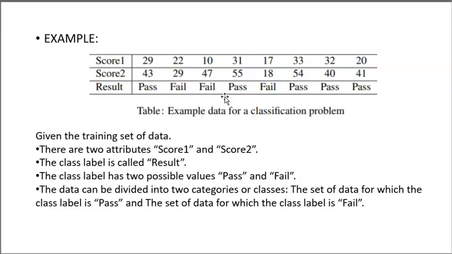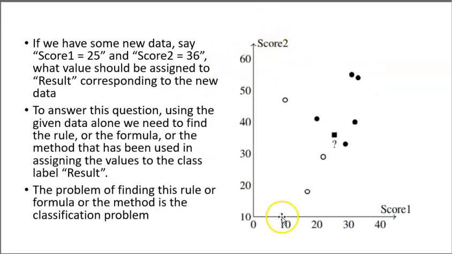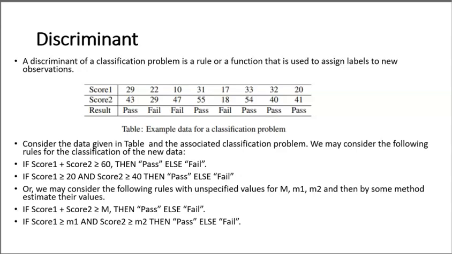That is what I said. When a new value comes in, we have to decide to which class he belongs. So the result has two classes, pass or fail. This is a plot showing the input attributes score 1 and score 2 and the given values pass and fail. Pass is marked as black circles and fail as white circles. So if a new value, say the square, comes in, we have to decide whether the person is pass or not. So the problem of finding this rule or formula or method is the classification problem.